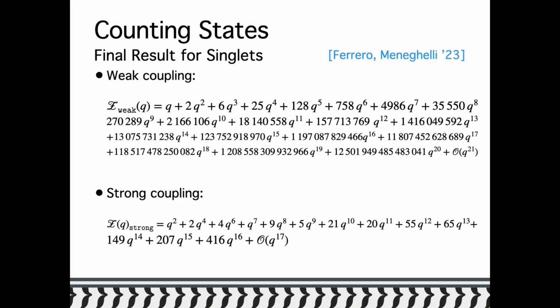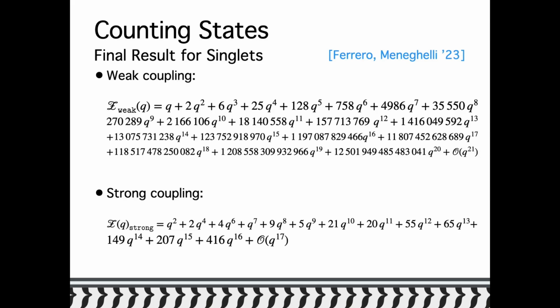Once one goes through all of this procedure, and all of this was done by Pietro Ferrero and Carlo Meneghelli back in 2023, one can enumerate the partition function of this theory at weak and strong coupling. The result displayed here is when you restrict to operators that transform as singlets of the entire global symmetry, so singlets of the SO3 and singlets of the SO5.